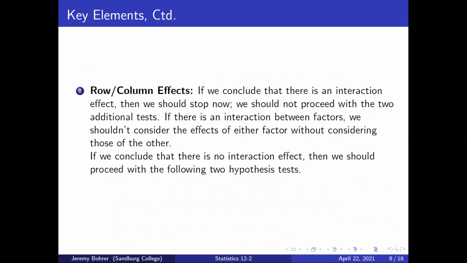Row and column effects. If we conclude that there is an interaction effect, then we should stop now. We should not proceed with the two additional tests. If there is an interaction between factors, we shouldn't consider the effects of either factor without considering those of the other. If we conclude that there is no interaction effect, then we should proceed with the following two hypothesis tests.